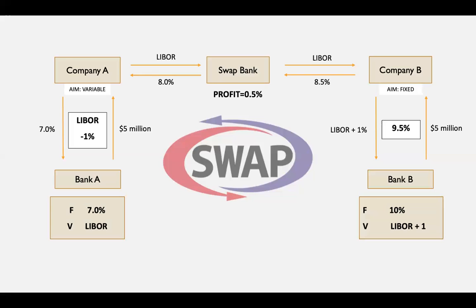Company A initially wanted to pay the variable rate LIBOR. As a result of the swap, Company A pays LIBOR to the swap bank but receives 8% from the swap bank. But Company A only pays 7% to Bank A. So there is a fixed 1% saving on the notional value of $5 million. In other words, Company A is effectively paying the swap bank LIBOR minus 1%, which is less than the initial wanting of paying LIBOR. This is considered a comparative advantage.